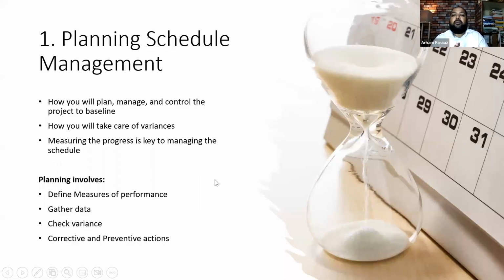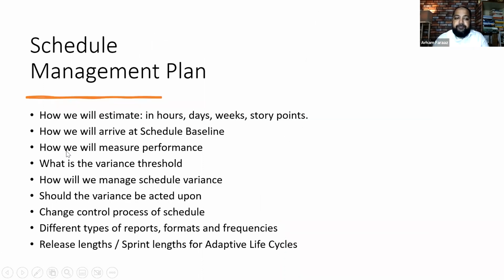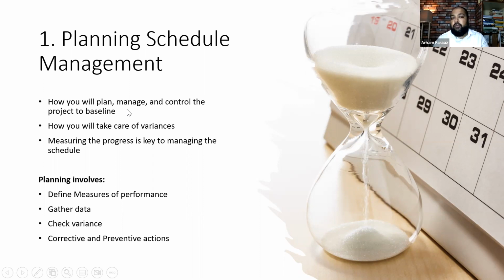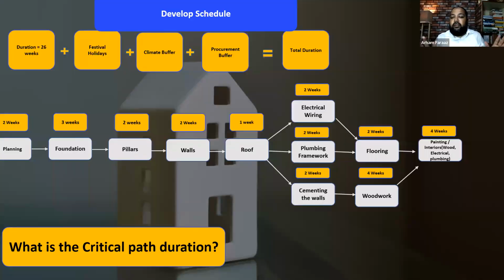Now, let's try to understand plan schedule management. The schedule management plan is the output of this particular process. So, what do we get from here? In this process, we are trying to plan how you will plan, manage, and control the project to the baseline of the schedule. Let's say you have got this project to be done in 26 weeks.